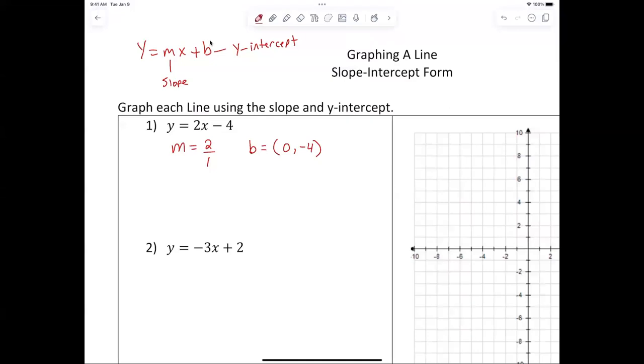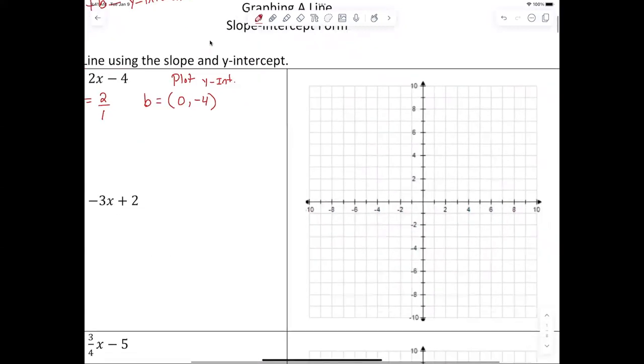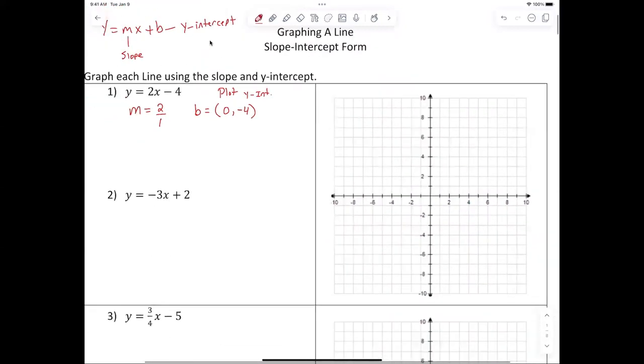Now, you don't have to write all these steps out, but here is the process. Your first thing you do is plot the y-intercept. So when I plot the y-intercept, I graph (0, -4). Now, what is the slope?